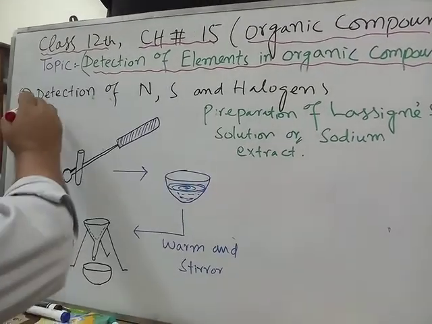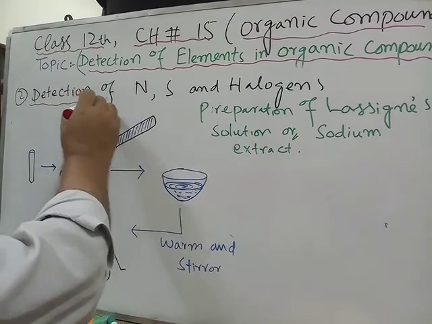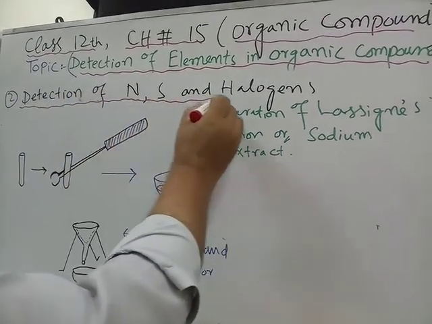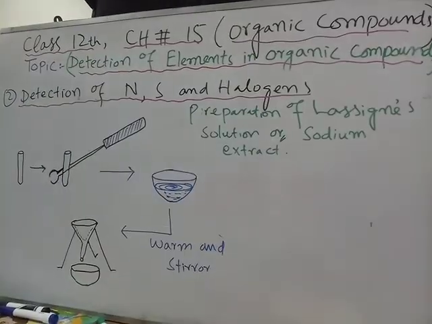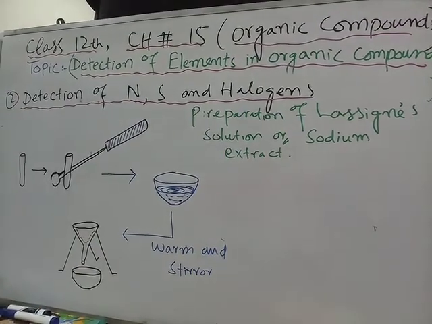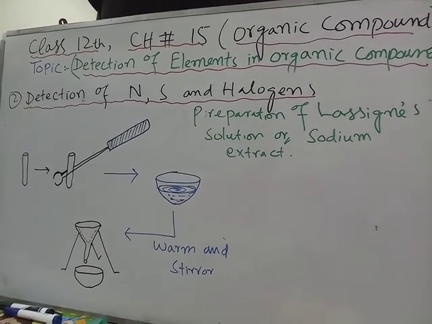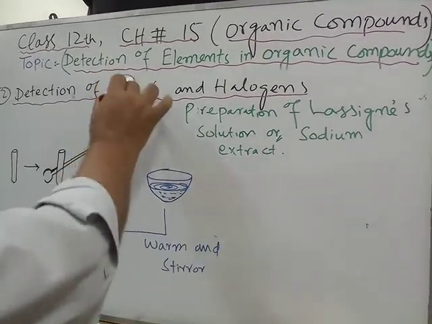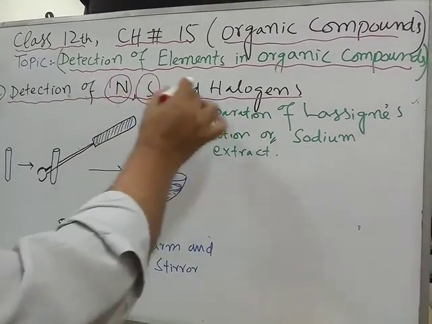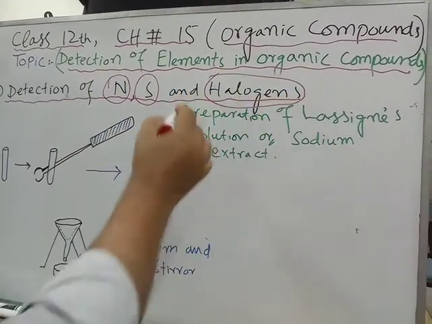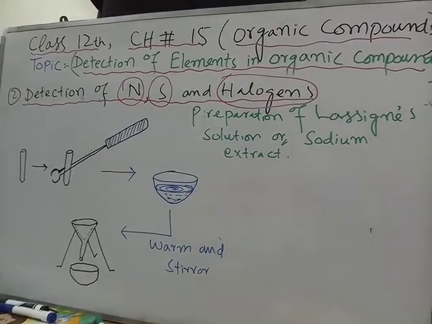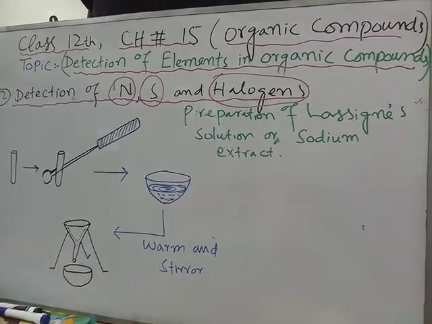So students, now we are going to discuss the detection of nitrogen, sulfur and halogens. We have discussed the detection of carbon and hydrogen. Now we are proceeding towards detection of nitrogen, sulfur and halogens. Halogens mean chlorine, bromine, iodine and so on.